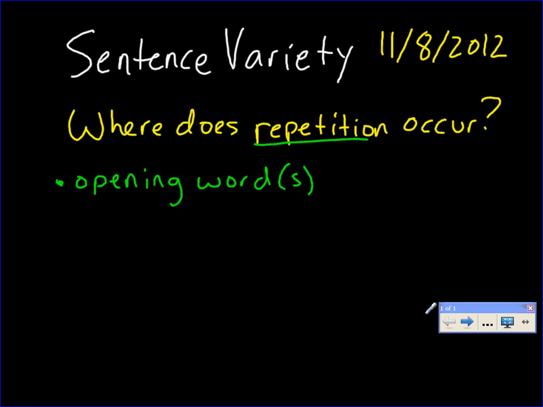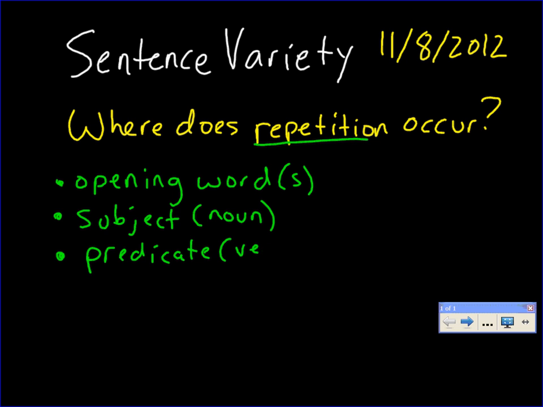Jacob? Subject, which is your noun. Predicate, which is your verb. Jacob's right. So now look down those columns, your noun and verb columns. Somebody finding repetition there? Dahlia? I. What else? Jenna? I. Others? Noah? We. How about verbs?